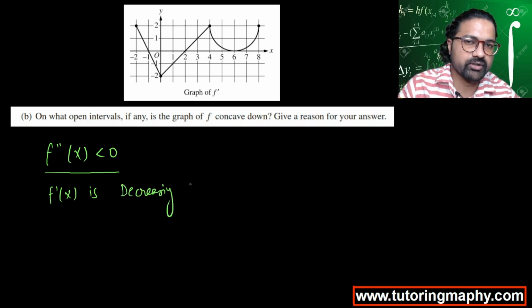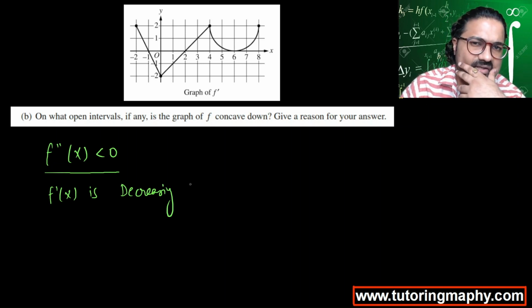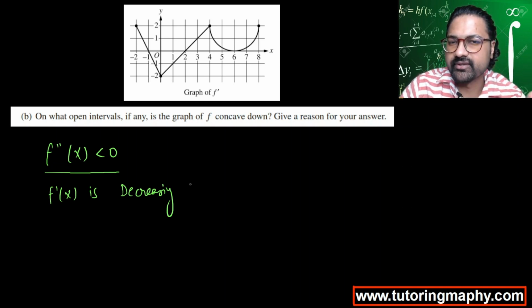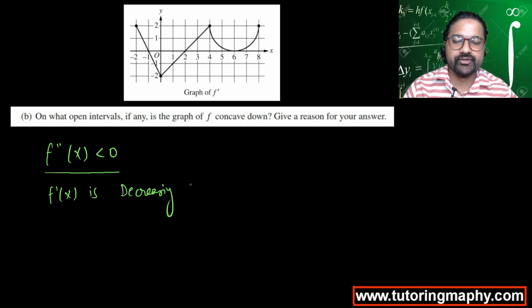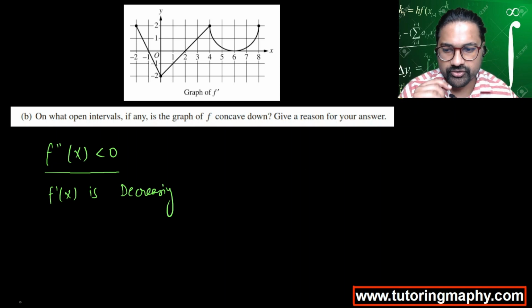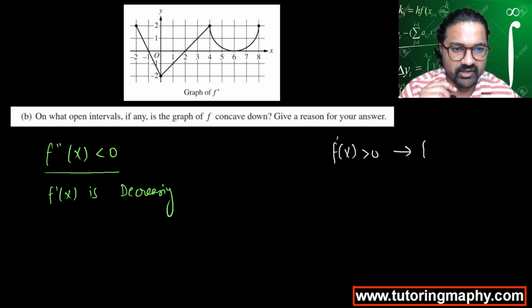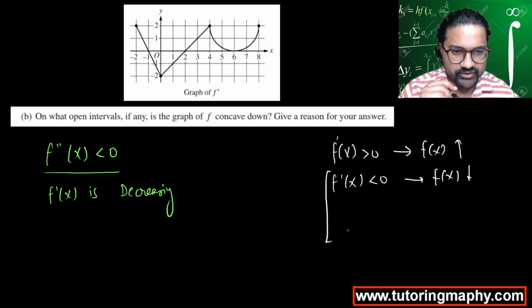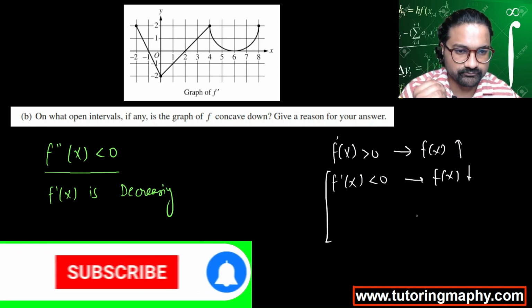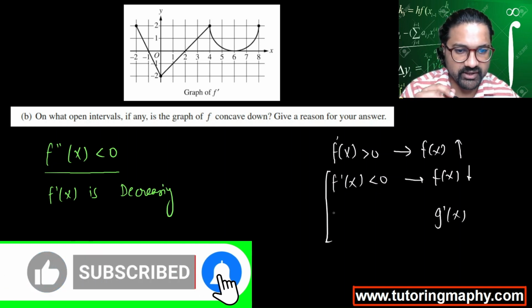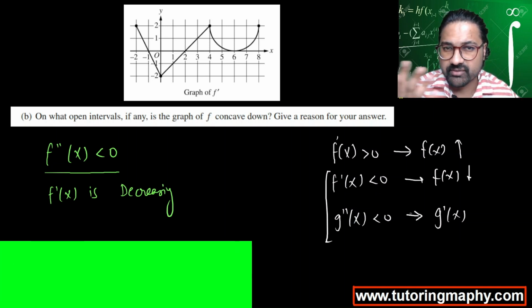Let's forget about the primes. If a function is increasing, what is the condition? f prime is positive. If a function is decreasing, what is the condition? f prime is negative. So I'm going to write this over here and draw an analogy. If f prime is positive, the function is increasing. If f prime is negative, the function is decreasing. So if this is g prime, its derivative is g double prime. Can we say that if g double prime is negative, g prime is decreasing?